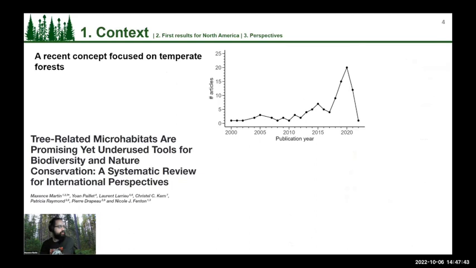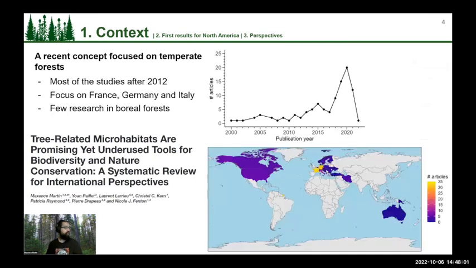And currently an issue with tree-related microhabitats is that the studies are mostly focused on temperate forests, and this is a rather recent topic. In a recent review we published this year, for example, we show that for research on tree-related microhabitats, most of the papers were published in the last 10 years. And most of the papers come from Western Europe, from France, Germany, and Italy to a lesser extent. In fact, there is very little research on tree-related microhabitats in the boreal forest. So we don't know that much about this in the northern forest.